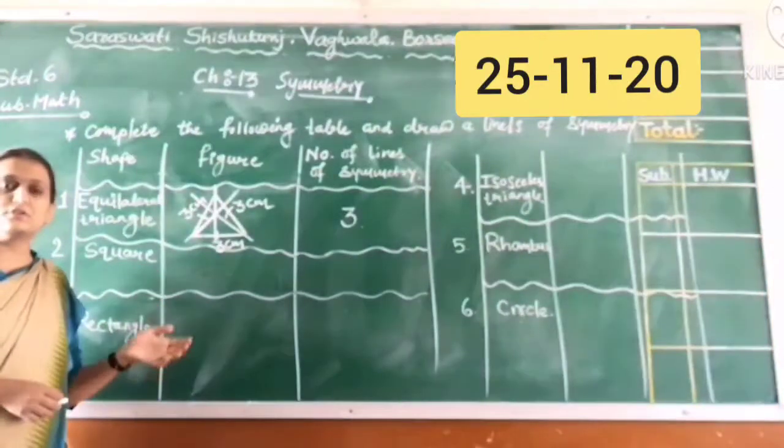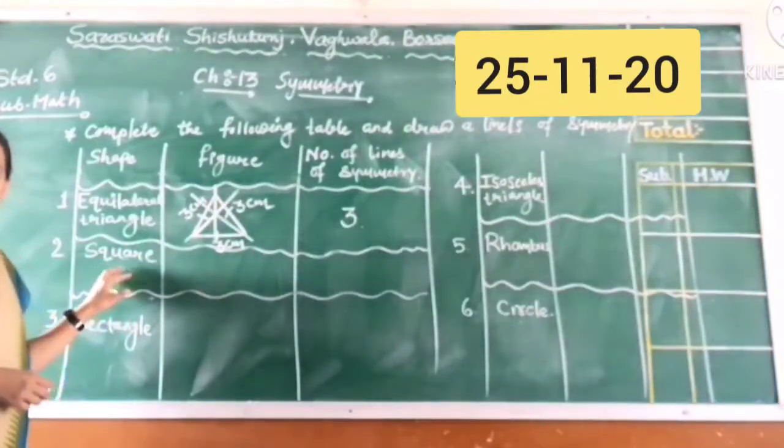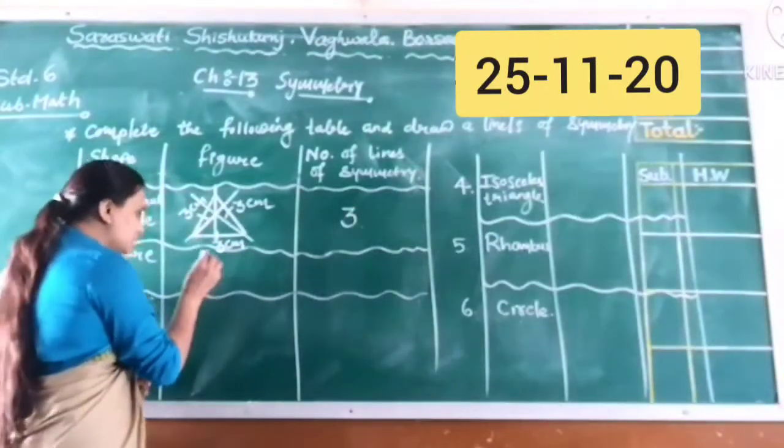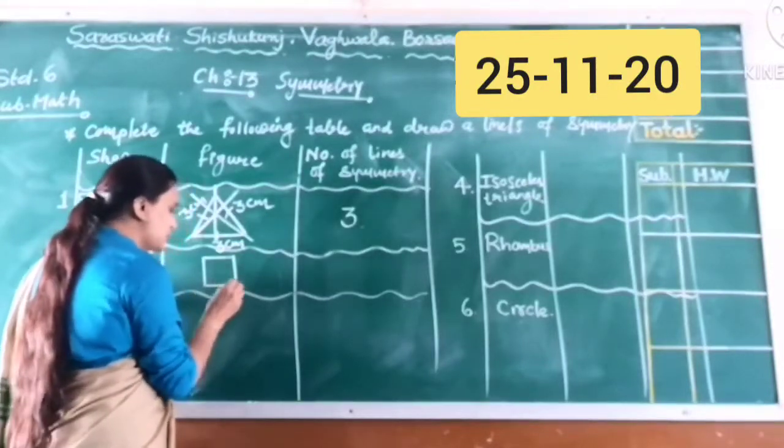Now in the second number the shape is a square. We have to find how many lines of symmetry a square has. So let us plot the square first. All of you know that a square has all sides equal.